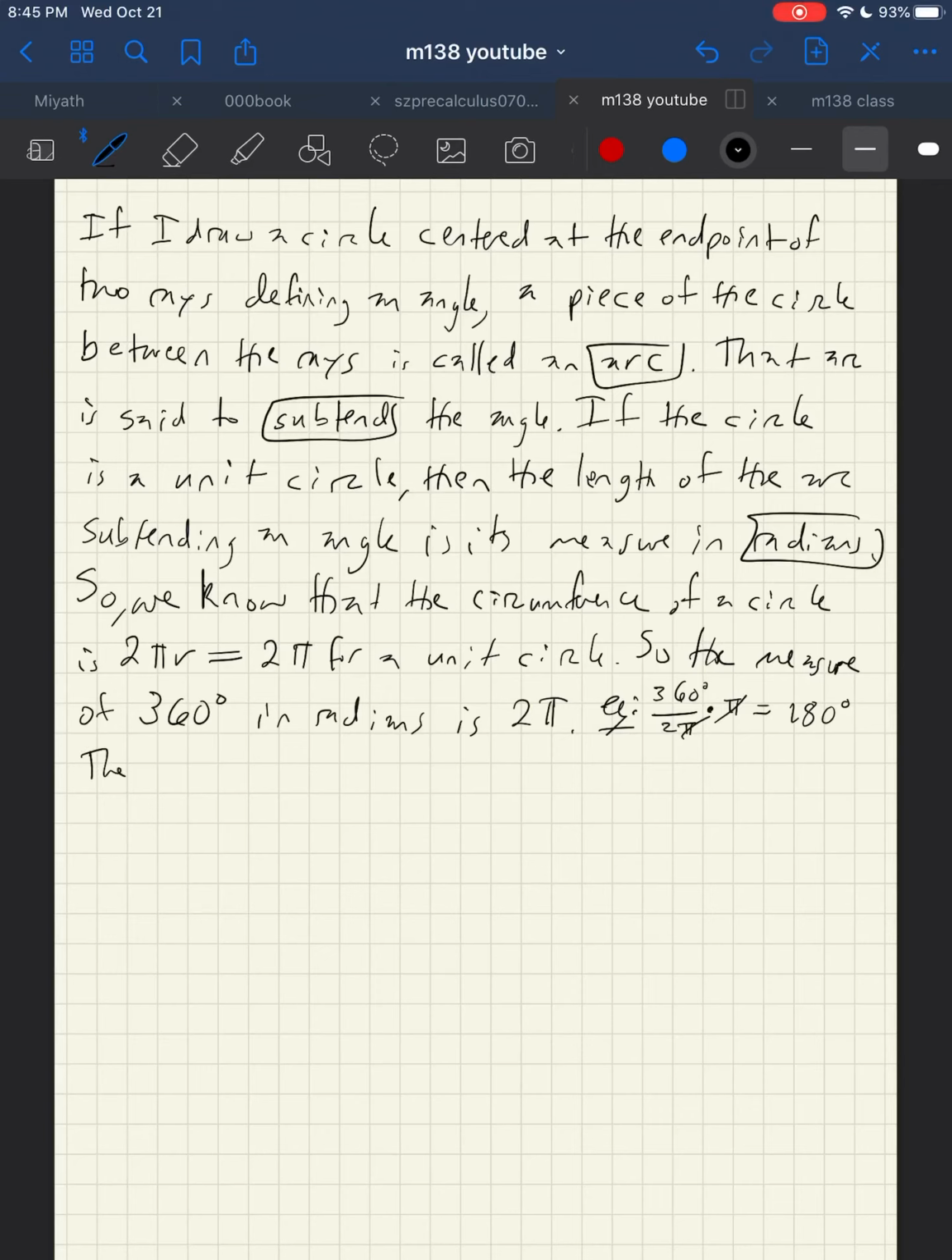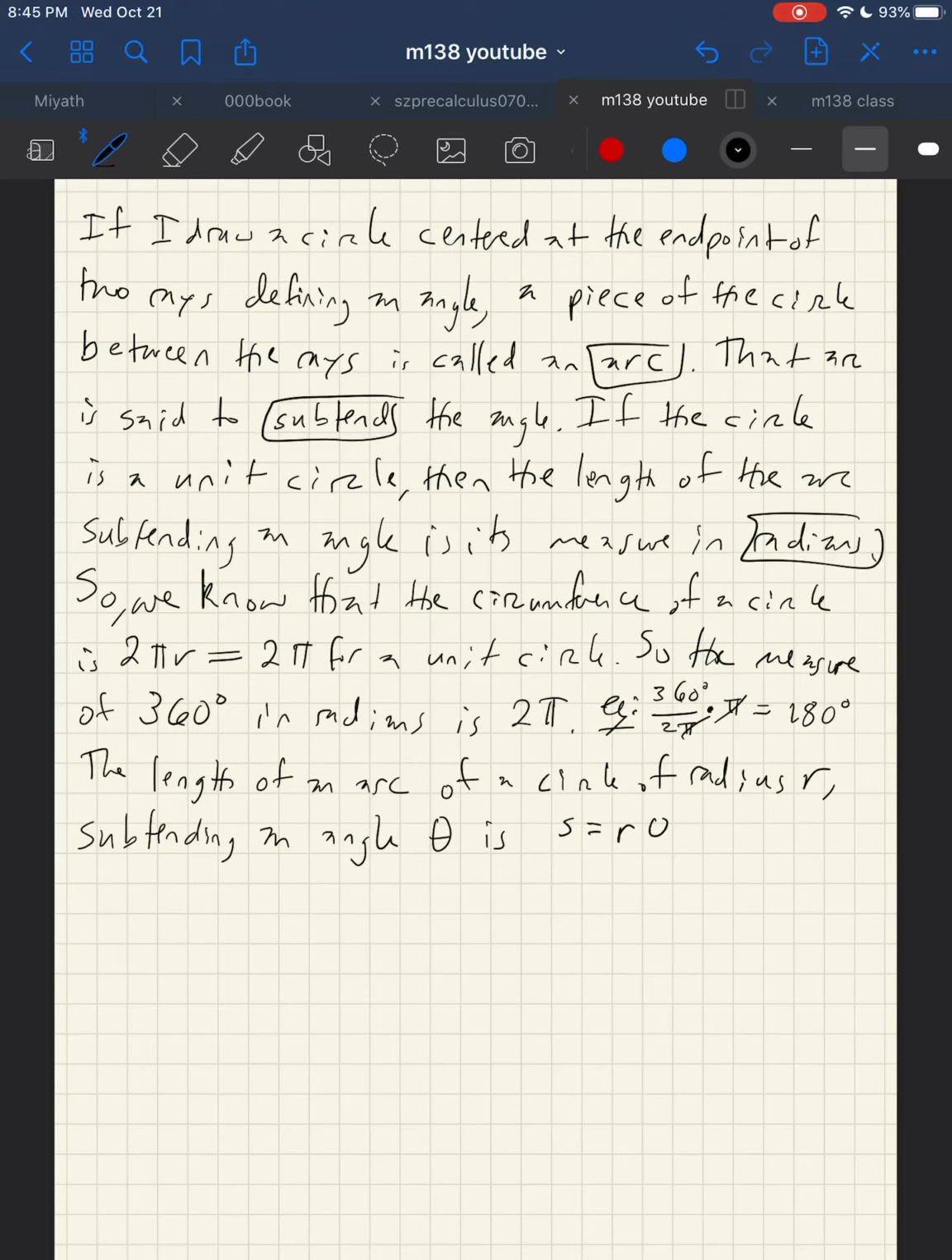So next, the length of an arc subtending, of a circle of radius r, subtending an angle theta, is S, which equals r theta. And this is a very important equation. We're going to be using this a lot in the future.